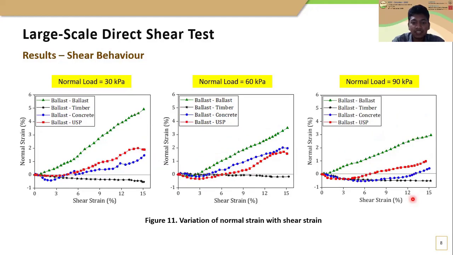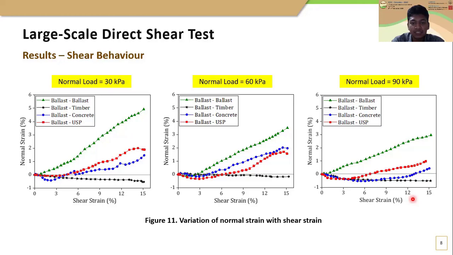Here you can see the variation of normal strain with shear strain of different interfaces for 30, 60 and 90 kilopascal normal loads. Based on the results, the dilation behavior of test samples can be observed. The maximum dilation can be observed for the ballast interface. Also, the dilation behavior has decreased with the increase in the normal load.